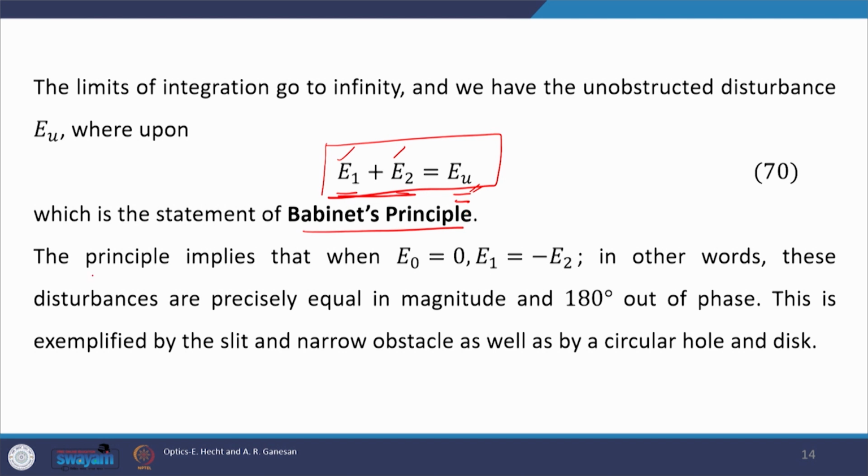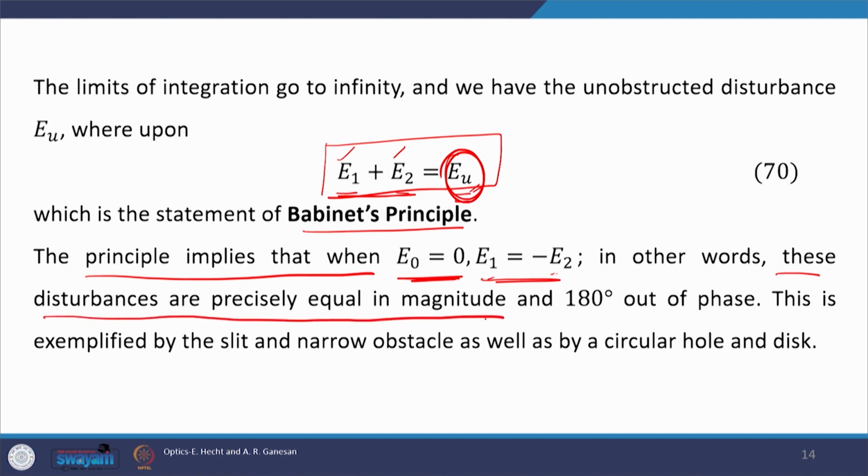The principle implies that when E naught is equal to 0, when at the source there is an unobstructed source, then E1 must be equal to minus E2, or when EU is equal to 0, then E1 would be equal to minus E2. It means these disturbances are precisely equal in magnitude and 180 degrees out of phase. The disturbance due to one aperture would be equal in magnitude, but would be out of phase by 180 degrees, if they are produced by complementary screens.